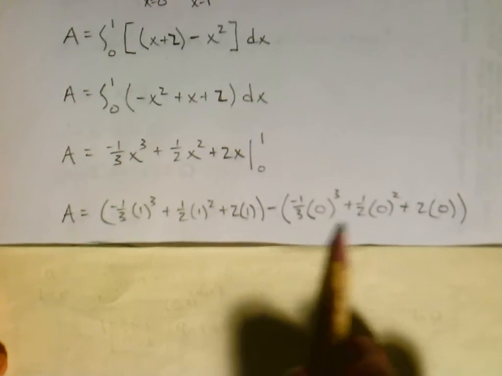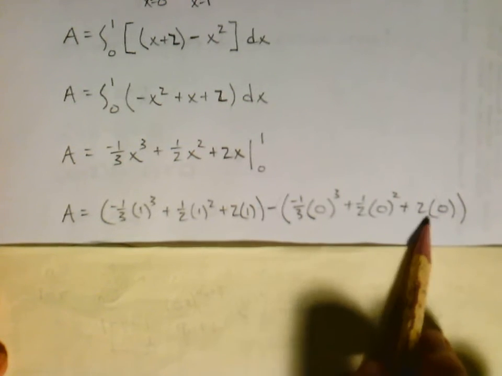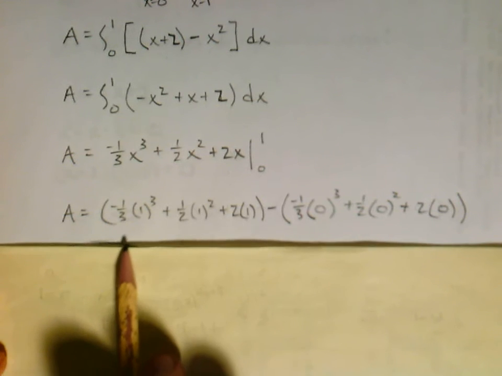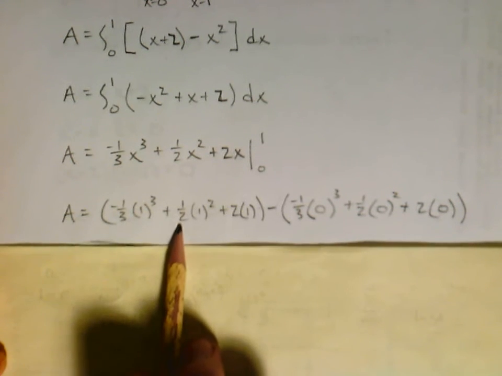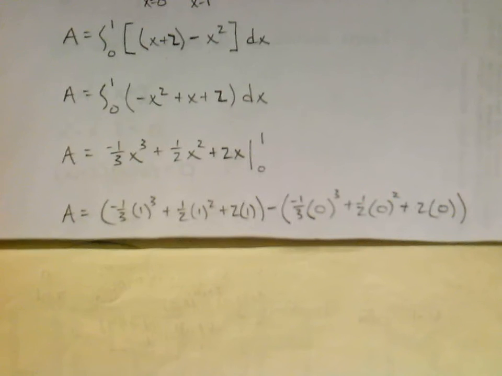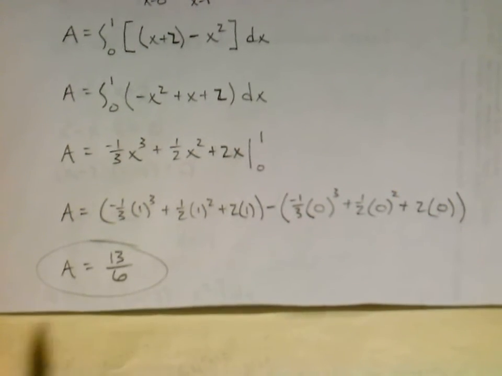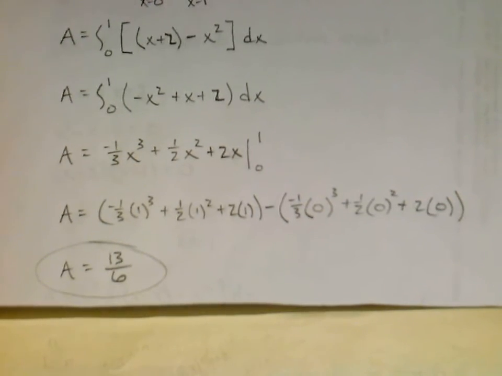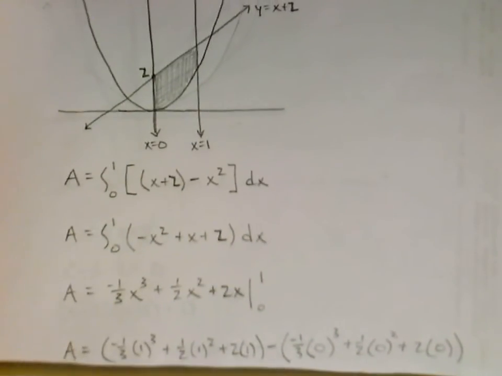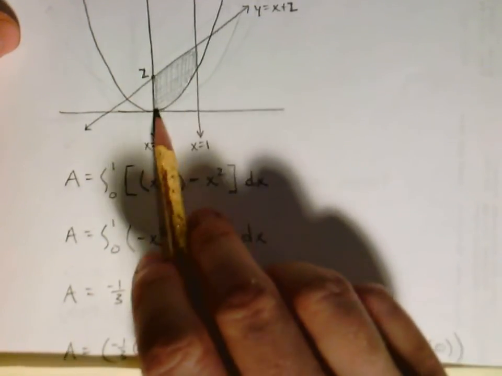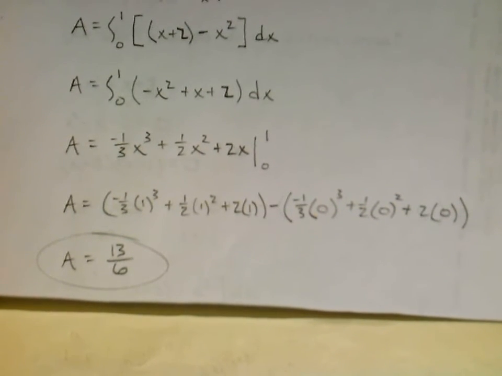Now what's nice though, the 0, all of this just disappears. So when you grab a calculator, it's really just there. And the fact that it's a 1, what does it boil down to? Just negative 1/3 plus 1/2 plus 2. That's really all you're doing. And so I just went for it. And the answer to this one, the area is 13 over 6. That's pretty cool. It's got the slant, got the curve. 13 over 6. Who would think that it's such a simple area?